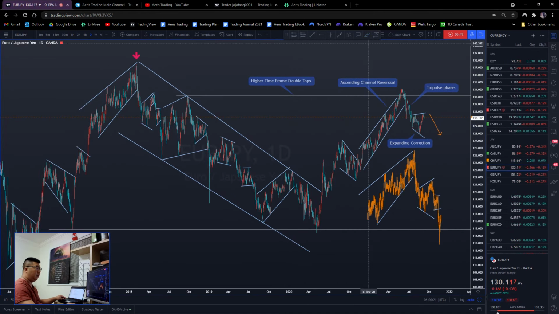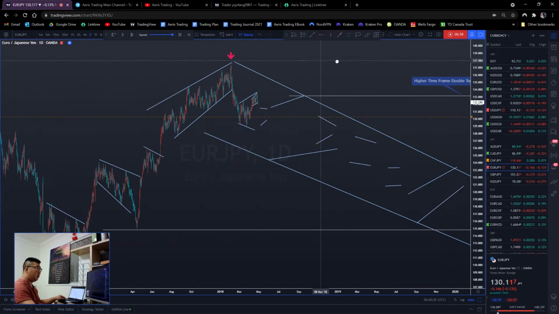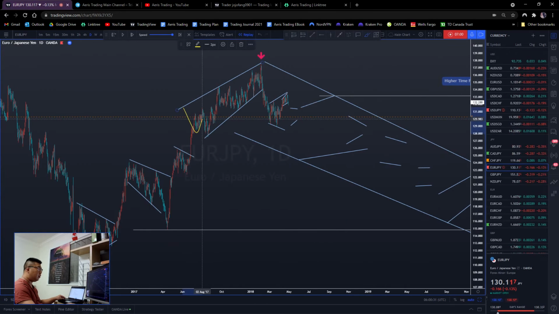Now, let's take a look in here. When we do a little backtesting, make sure you use the replay button on TradingView. You can notice that back in the price here, we have the same ascending channel where we have the current price action. We had the impulsive phase, and then we have this expanding structure.